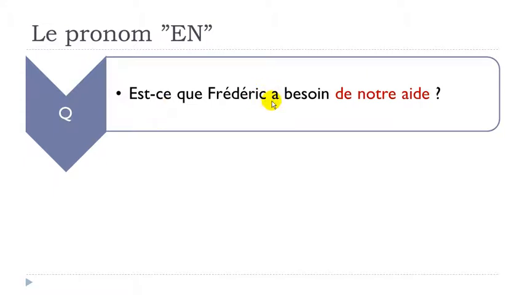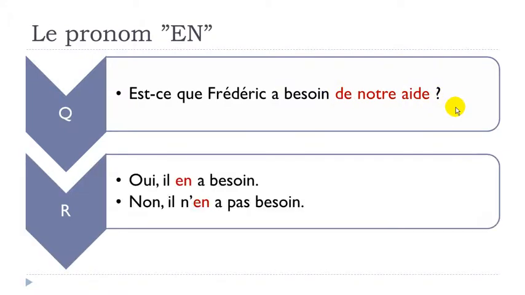Est-ce que Frédéric a besoin de notre aide? Okay? Avoir besoin, it's to need. Okay? Notre aide, our help. Est-ce que Frédéric a besoin de notre aide? Same thing here. We don't want to repeat de notre aide. So, oui, il en a besoin. Non, il n'en a pas besoin.